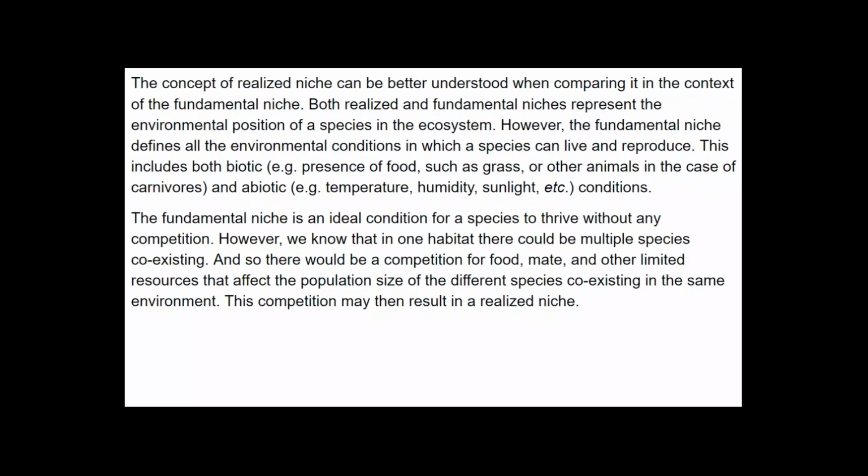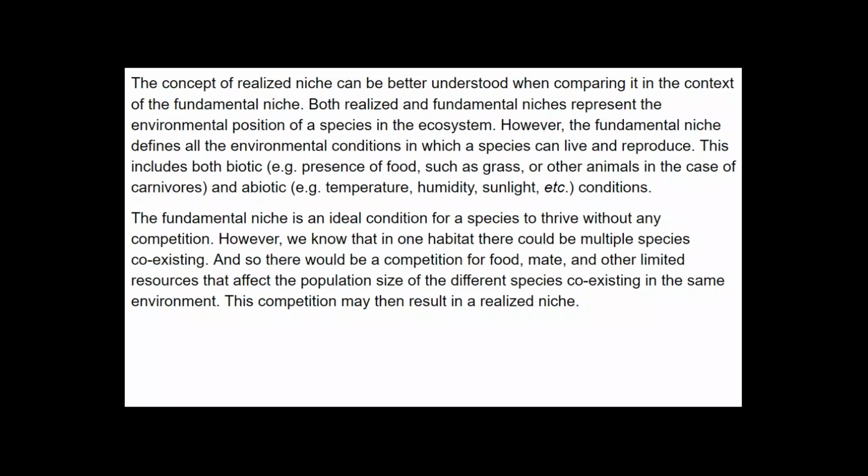The concept of a realized niche can be better understood when comparing it in context to the fundamental niche. Both realized and fundamental niches represent the environmental position of the species in the ecosystem, where the fundamental niche defines the environmental conditions in which the species can live and reproduce. So a fundamental niche is going to be much broader. It's where the species can in fact live, whereas a realized niche is where it actually lives. So this includes both biotic, the presence of food, such as grass and other animals in the case of carnivores, and abiotic, temperature, humidity, sunlight, etc.